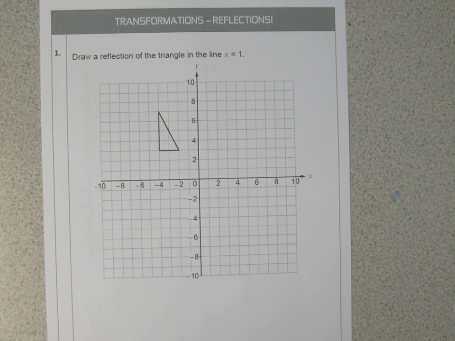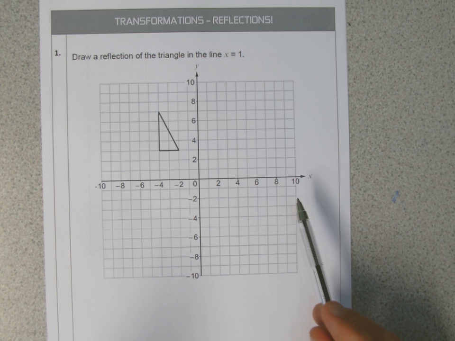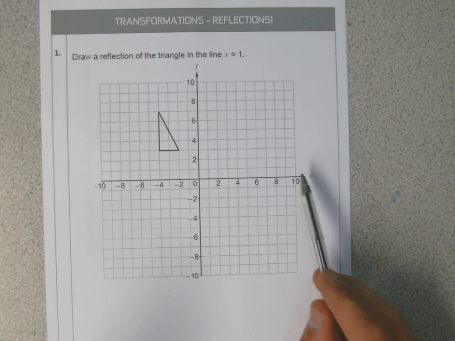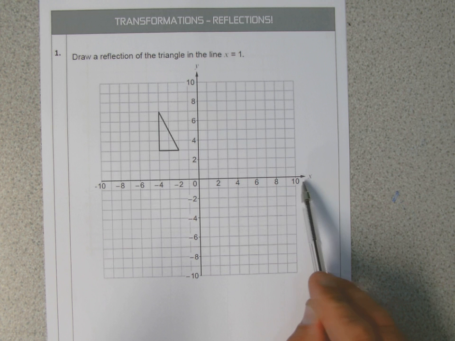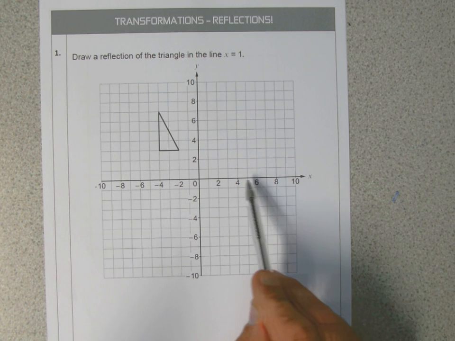Right, reflections. It says draw a reflection of the triangle in the line x equals 1. So we need to look at, first of all, what the line x equals 1 is. It's really easy if you keep it simple. It says x, so we go to the x-axis, which is this one, and we'll have a look where x is equal to 1. So x-axis, x is equal to 1.